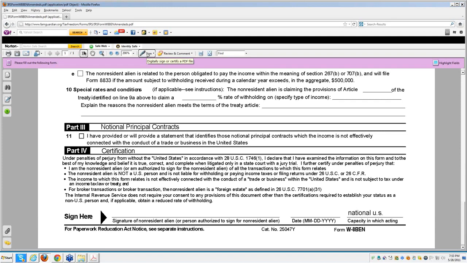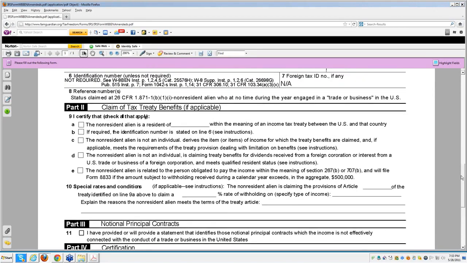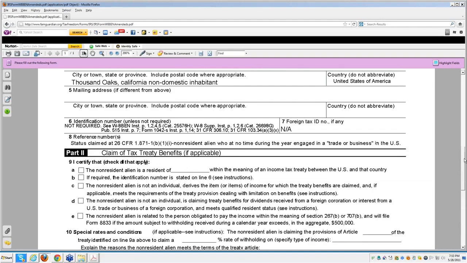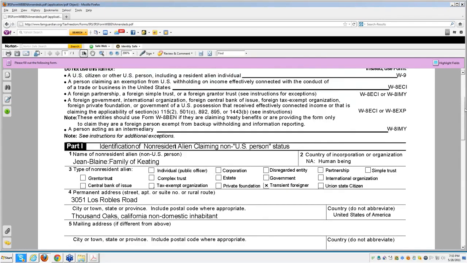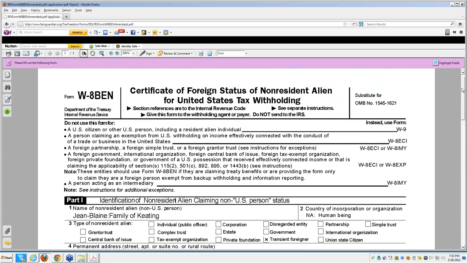Okay, does everybody know how to fill this out? Now remember, this is different from the other W8BENs. That's why we've been taking screenshots, Gene, so that they know the difference. This is the one that's for non-resident alien.